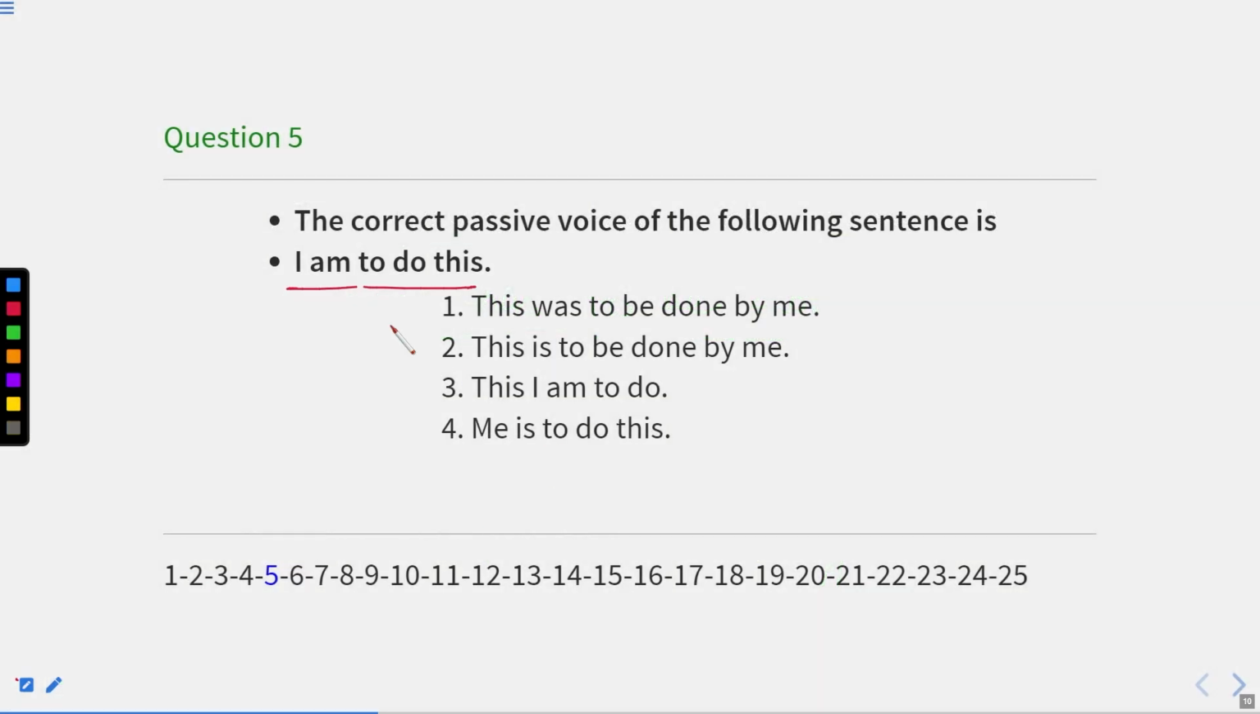Now if you go back to the slides, it is written I am to do this work, so this is to be done. For am, I need is to. Was to is the past tense, it should not come. I am to, no. Me is to, we cannot write me in the subject position. This is to be done by me, so second will be the correct answer. Here the correct answer will be subject plus is to be plus verb third form, so the correct answer will be second, that is this is to be done by me. Now let us move to the next one.